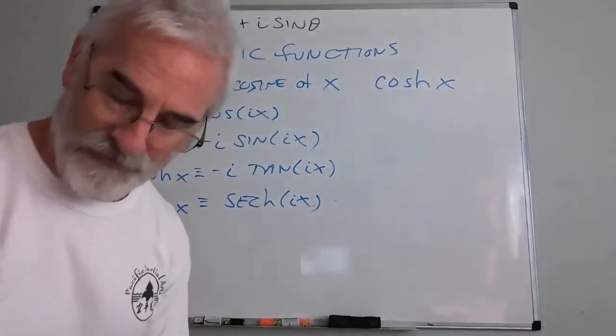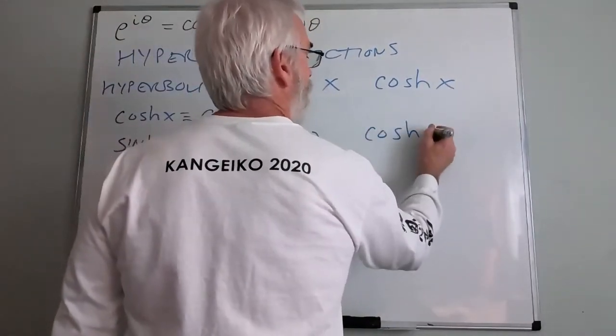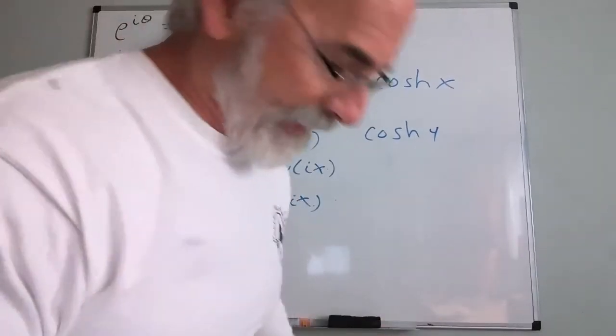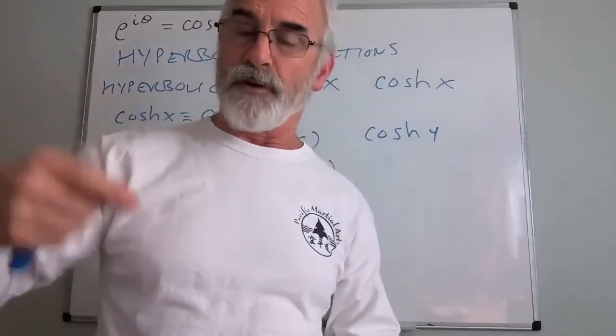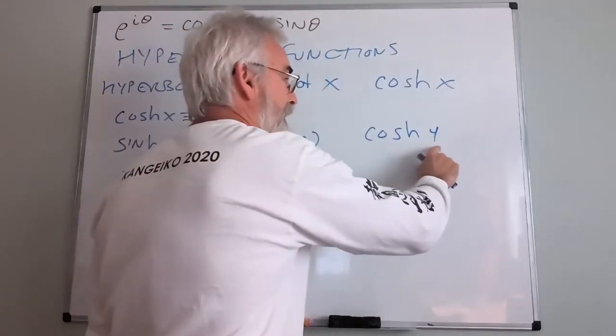So let me do an example of this. Let's calculate, if you will, the hyperbolic cosine of 4. That means I have to make sure my calculator is in radian mode, because remember, your input is always radians, not degrees. I want the hyperbolic cosine of 4.